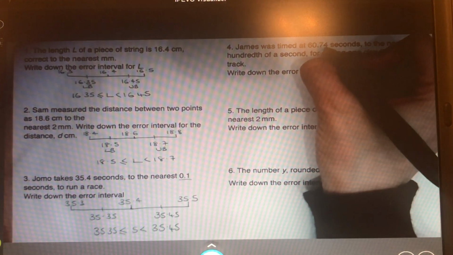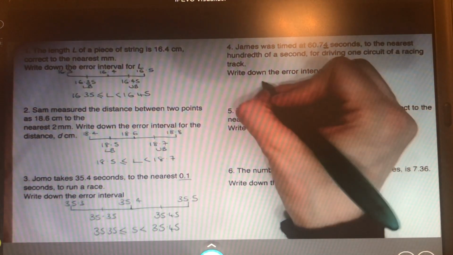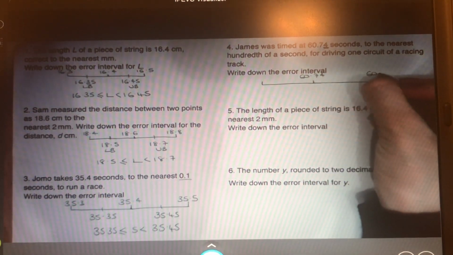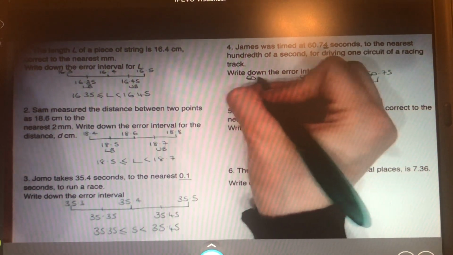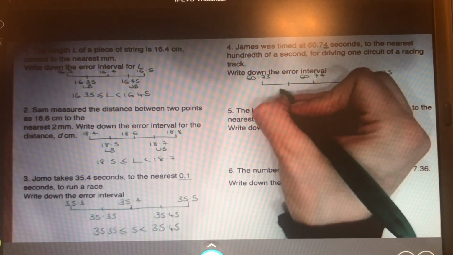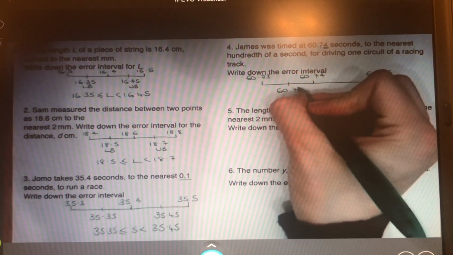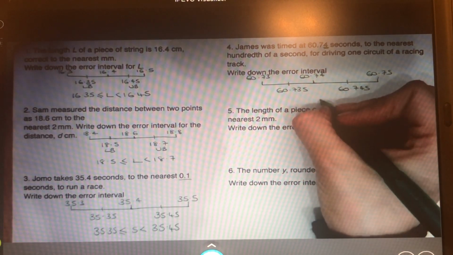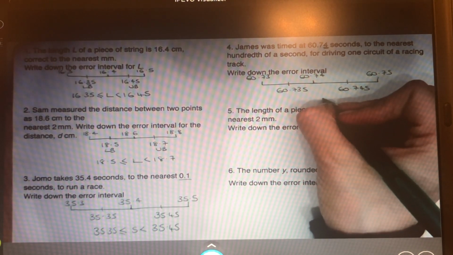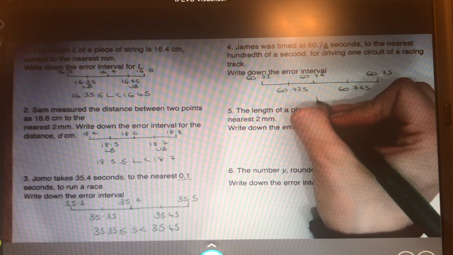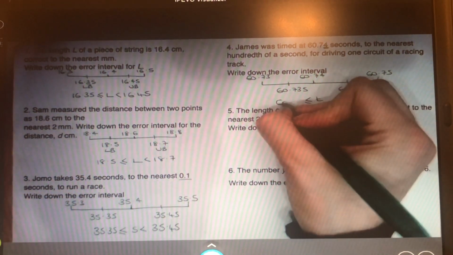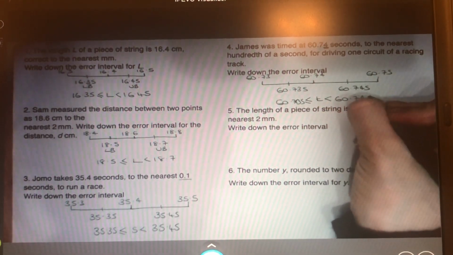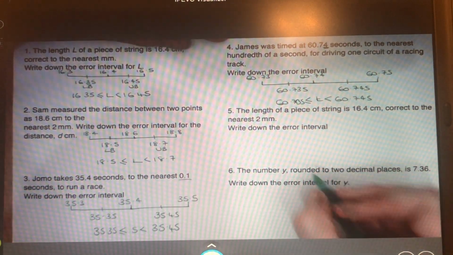So this is to the nearest hundredth of a second, that's your hundredth of a second. So let's pop 60.74 in the middle. So I get 60.75, 60.73. So my halfway value here is 60.735 and 60.745. So my error interval, let's call it T for time, is 60.735 and 60.745.